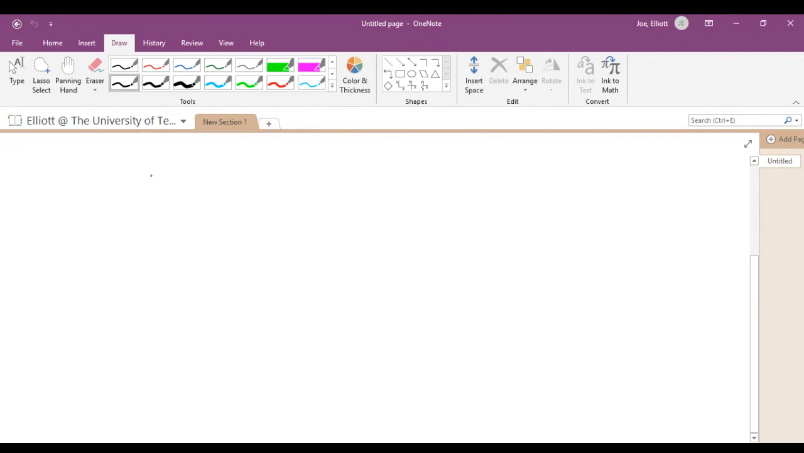You definitely need to know the values of sine, cosine, and tangent at the angles 0, pi over 6, pi over 4, pi over 3, and pi over 2. These are all the angles in the first quadrant that you'll need to know.